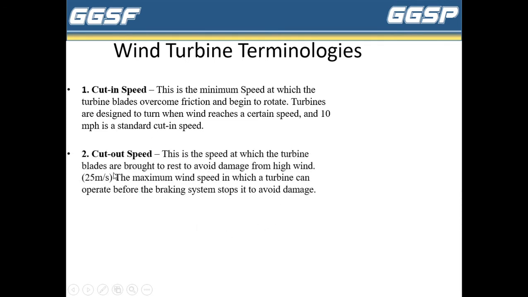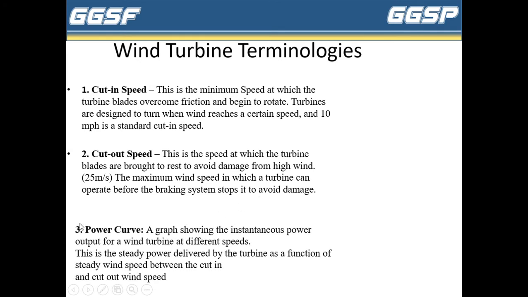Let us discuss what the cut-out speed is. This is the speed at which the turbine blades are brought to rest to avoid damage from high wind, that is 25 meters per second. It is the maximum wind speed at which the turbine can operate before the braking system stops it to avoid damage.